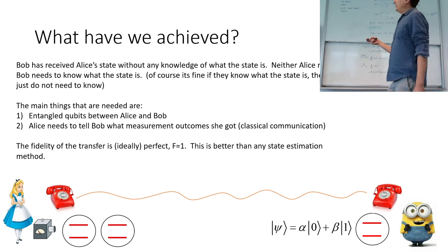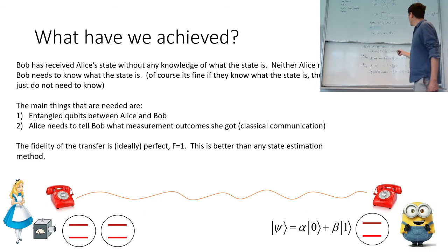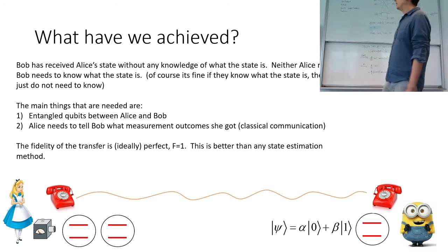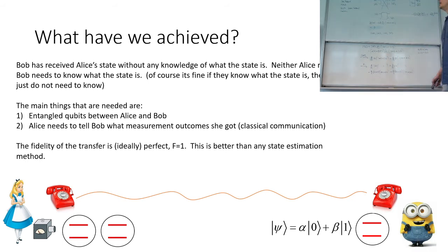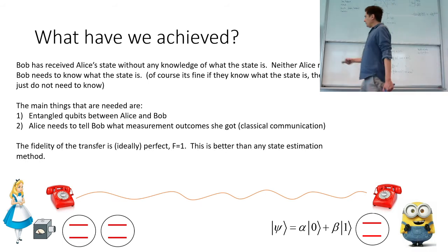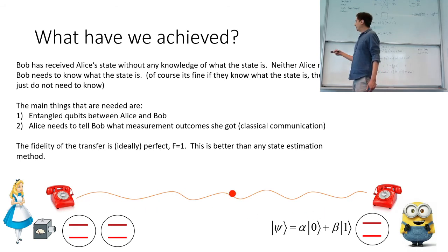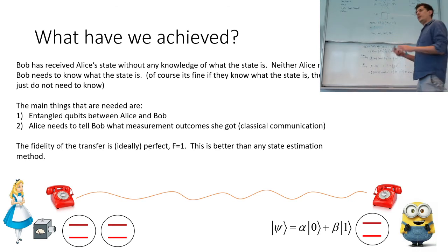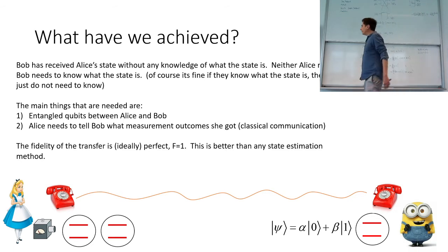And the main thing that was needed was that Alice and Bob's qubits were entangled. So that first step, we started with this entangled state. That's one of the things that you need in order for this to work. And also, there was this classical communication, this telephone line, that you needed to do this final fixing up process of the state.